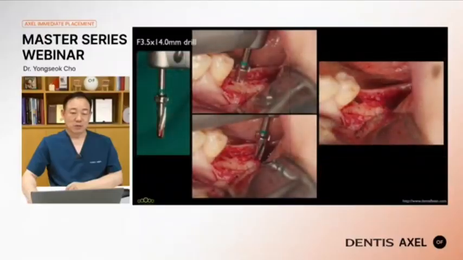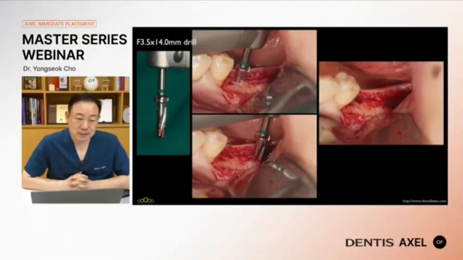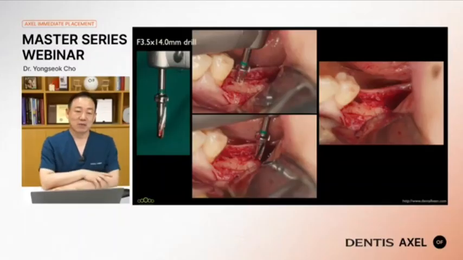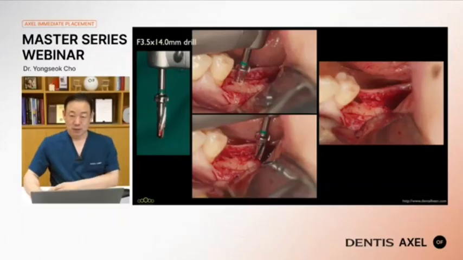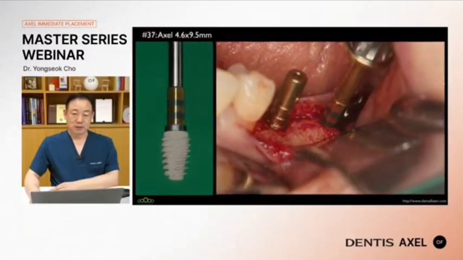As I expected, it was very soft bone. I decided to do under preparation in this case. Sometimes I do one step under preparation. Sometimes I do two steps under preparation. This case, it was very weak bone. I decided to do two steps under preparation. So my last drill was 3.5 by 14 millimeter, and placed implant diameter 4.6 by 9.5. It is two step under preparation.